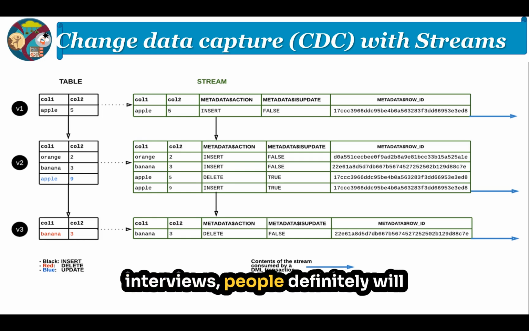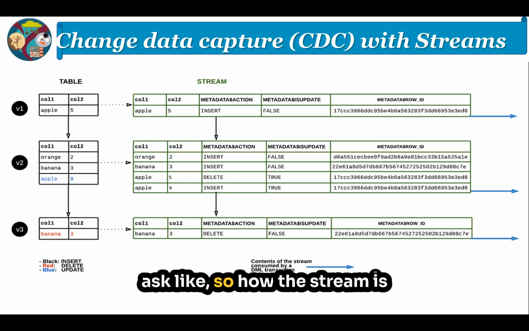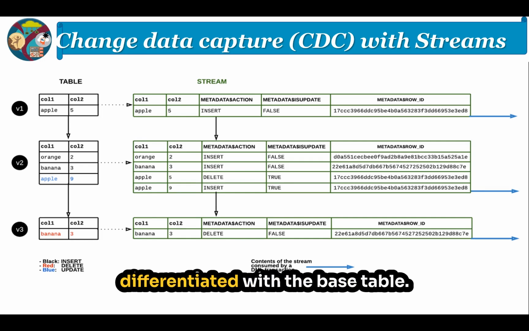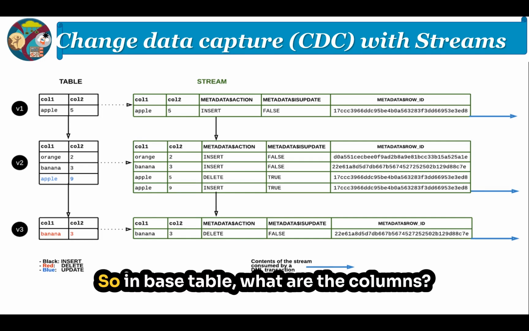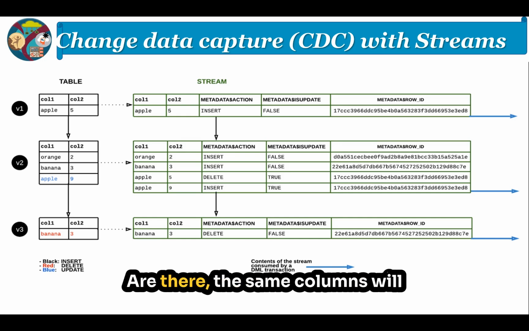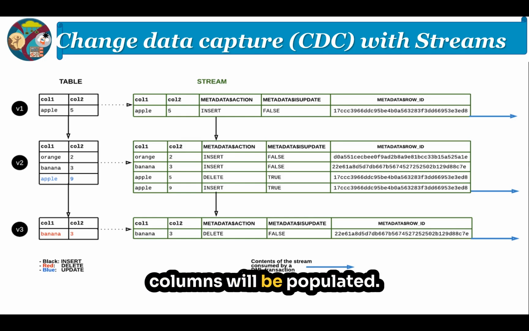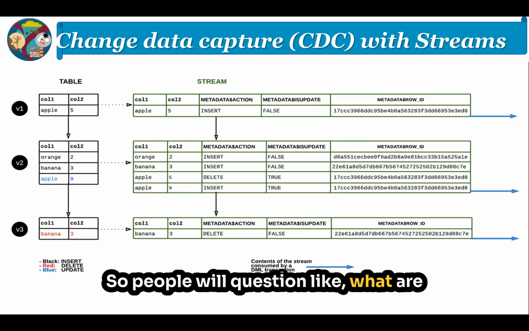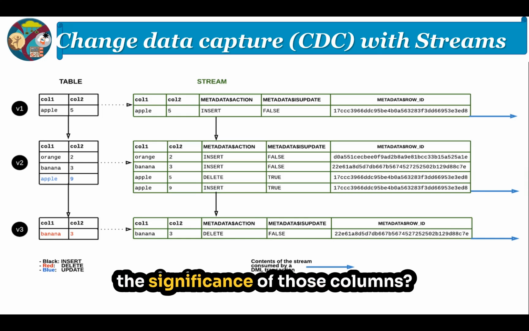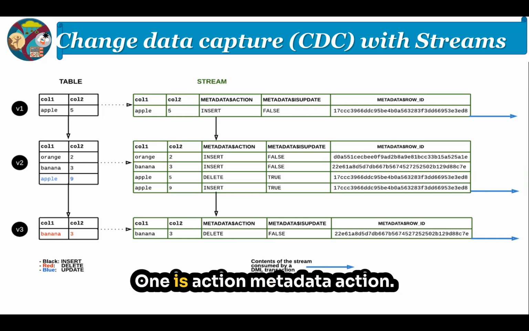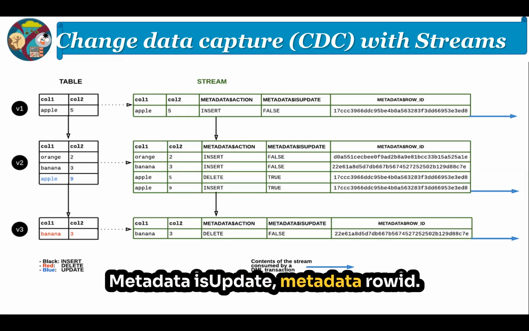This is how the stream will capture the changes, and these are the metadata columns. And during interviews, people will definitely ask how the stream differs from the base table. In the base table, whatever columns are there, the same columns will be present in the stream as well. And additionally, three metadata columns will be populated. So people will ask what the metadata columns are and what the significance of those columns is. So three types: one is metadata action, metadata is update, metadata row ID.